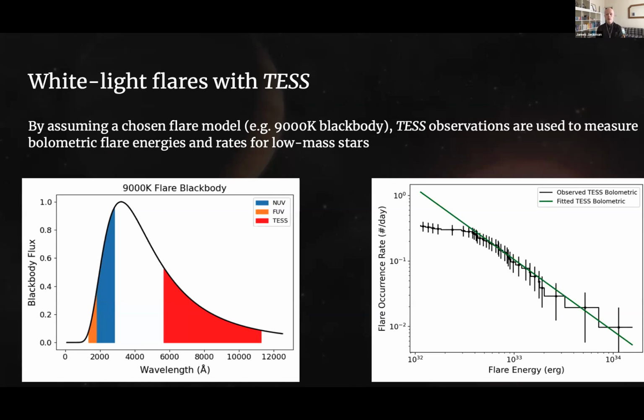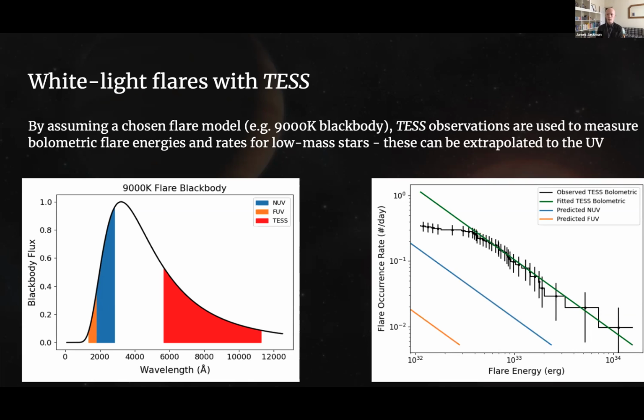If you do this repeatedly for every flare you detect in your publicly available TESS light curve, you can calculate a bolometric flare rate, such as the one shown on the right-hand side here, where on the y-axis is the number of flares above a given energy per day, the x-axis is your flare energy, the black line is the observed TESS bolometric flare rate, assuming this given flare model, and the green line is a fitted power law. Now, if you know your model, then you'll know the fraction that your model emits in the UV. So you can then use that fraction to predict your UV flare rate.